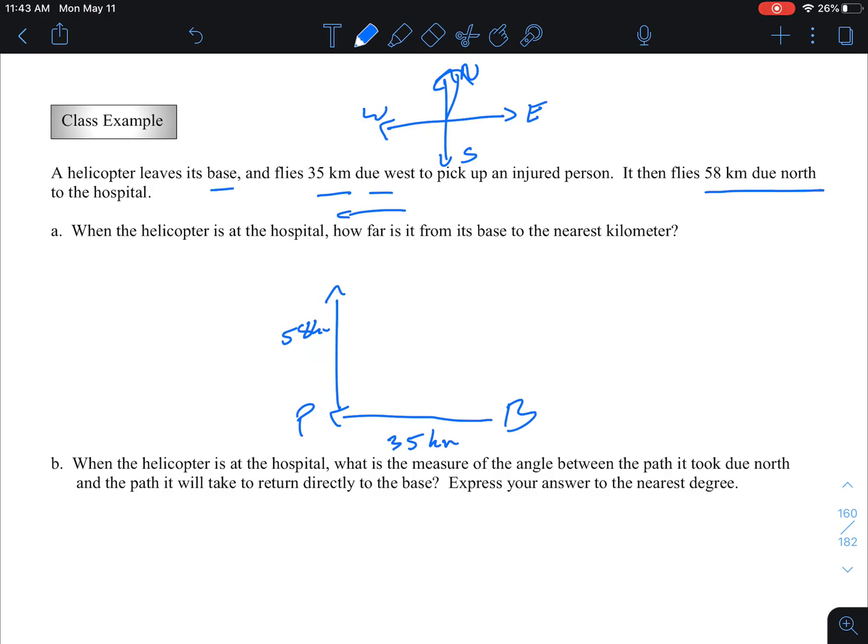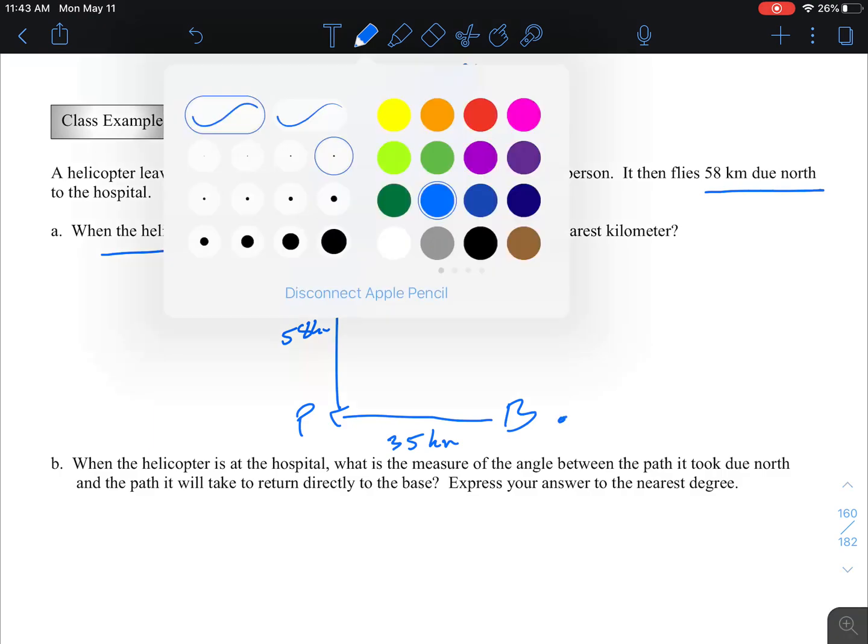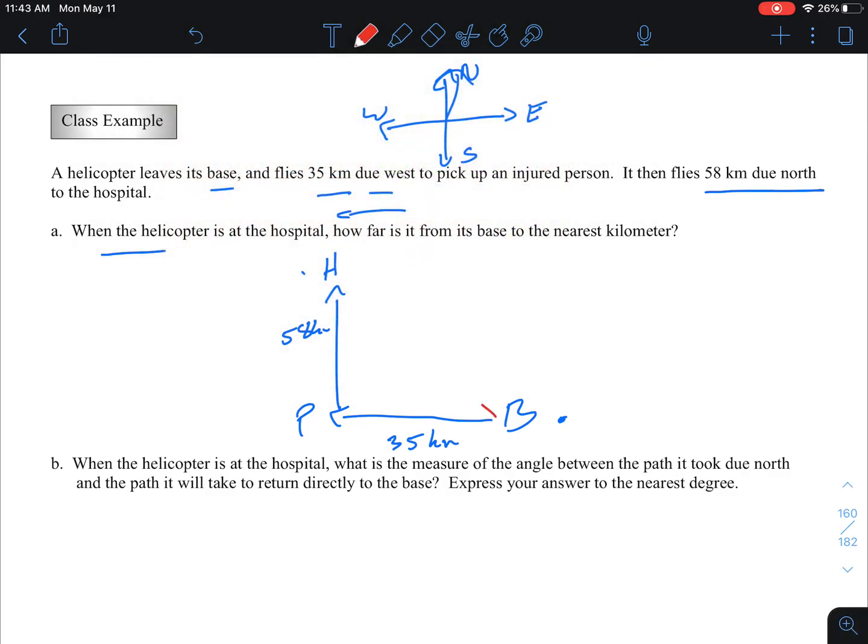This is the 58 kilometers to the hospital. So here's the hospital there, right? Now the question's saying when the helicopter is at the hospital, that's this part right here, how far is it from the base to the nearest kilometer? So when you're asked how far something is, it's always going to be the straight line distance from one spot to the other.